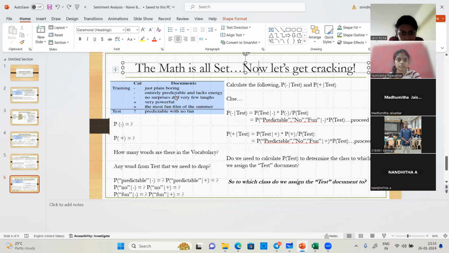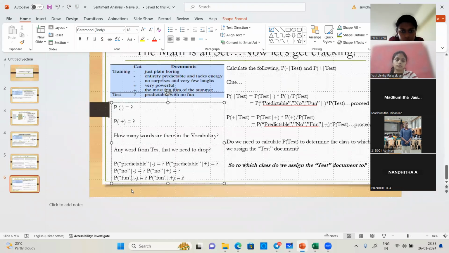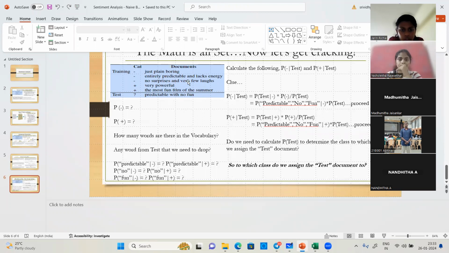When I say 14 words, the same word that occurs 5 times, I take it as 5. So 1 by 14. After Laplace smoothing, it's 2 by 34. Same funda: add 1 to the numerator, add 20 to the denominator. Third, probability of fun given negative. It's 0 by 14, effectively, since there's no occurrence of fun.